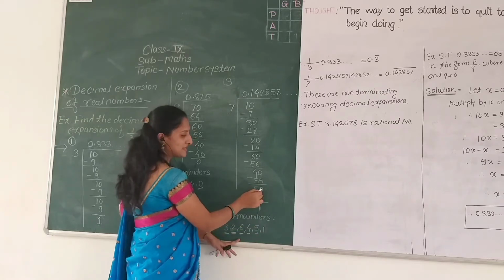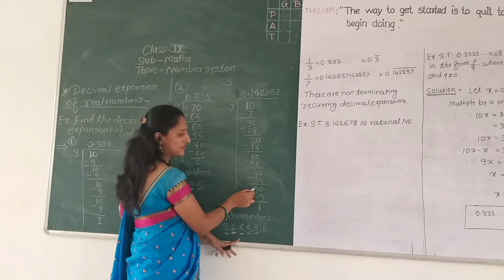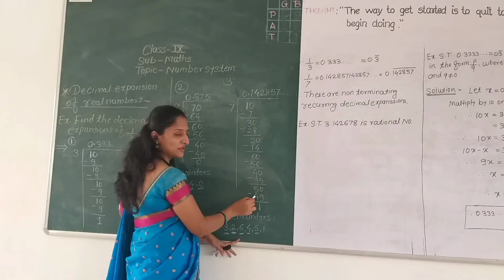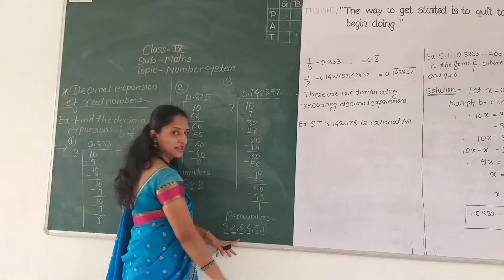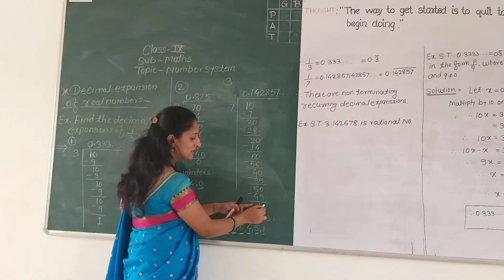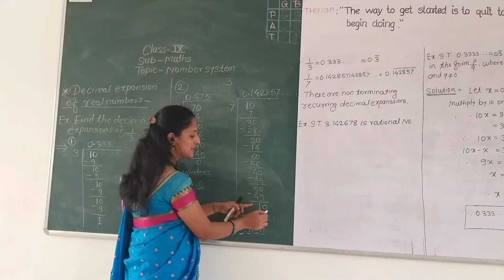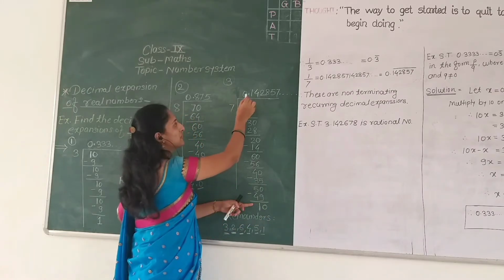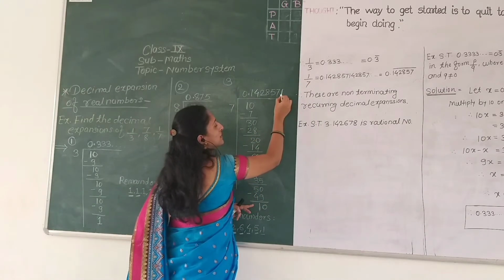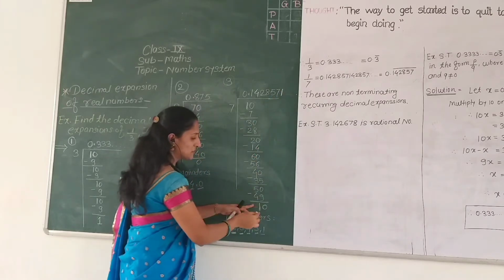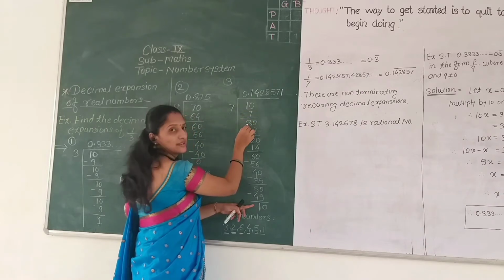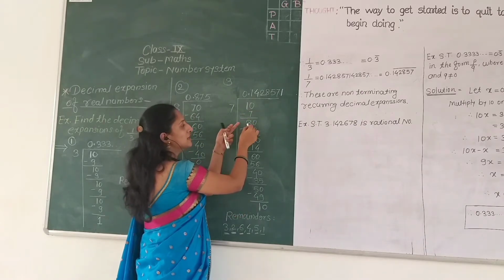Now I place 0 since 5 is not divisible by 7. So now 7 7s are 49. 50 minus 49 is 1. Now I get the remainder 1. Now look here. If I place 0 on this 1, then we get 7 1s are 7. That means I get the number 1 in the quotient. 7 1s are 7, then the remainder is 3. 10 minus 7 is 3. Then I again place 0.